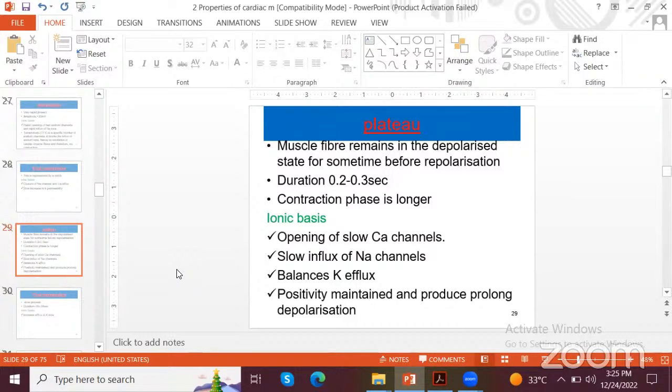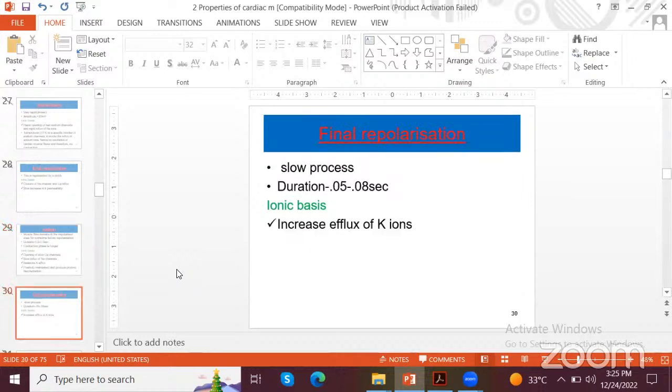And the contraction phase is longer because of this plateau phase. This is because of the opening of slow calcium channels and slow influx of sodium, which balances the potassium efflux. The positivity is maintained and produces prolonged depolarization. And coming to the final repolarization, this is a slow process. The duration is around 0.5 to 0.8 seconds, and that is due to the efflux of potassium ions.